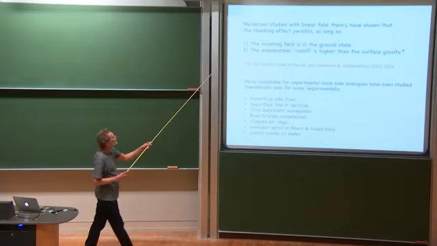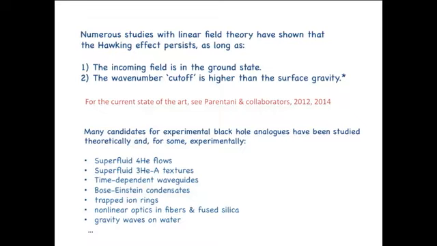Okay, so numerous studies with linear field theory and different dispersion relations have shown that the Hawking effect is robust to this sort of modification of the short wavelength behavior, provided, A, the incoming field is in its ground state, sort of in the flowing fluid. The perturbations start out in their ground state. And that the cutoff wave number, the scale at which the dispersion starts to be nonlinear, should be much higher than the surface gravity of the black hole. Roughly, what this is saying is the wavelength at which that happens should be small compared to the size of the black hole.